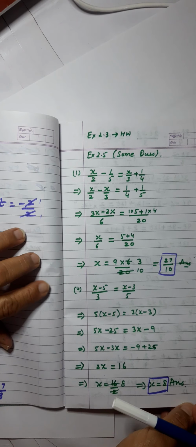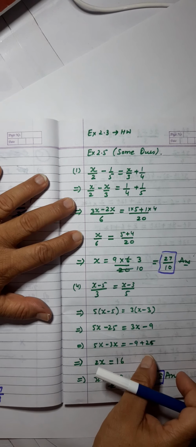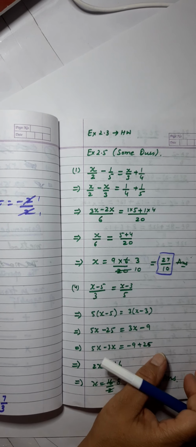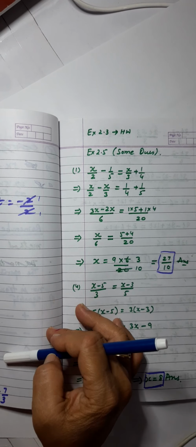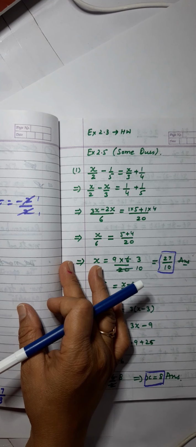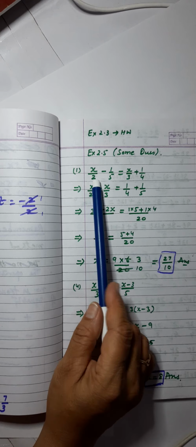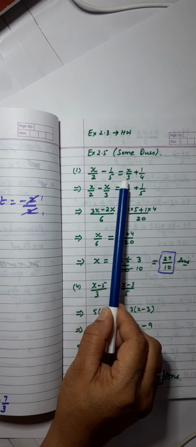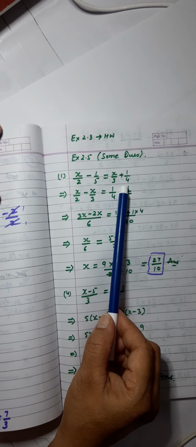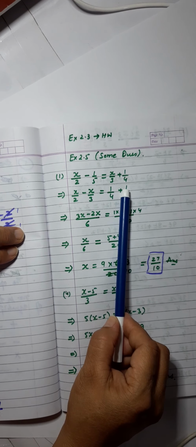Now some questions based on exercise 2.5. 2.3 also can be handled easily after knowing these methods. Now some examples from exercise 2.5. First one, x upon 2 minus 1 upon 5 is equal to x upon 3 plus 1 upon 4.